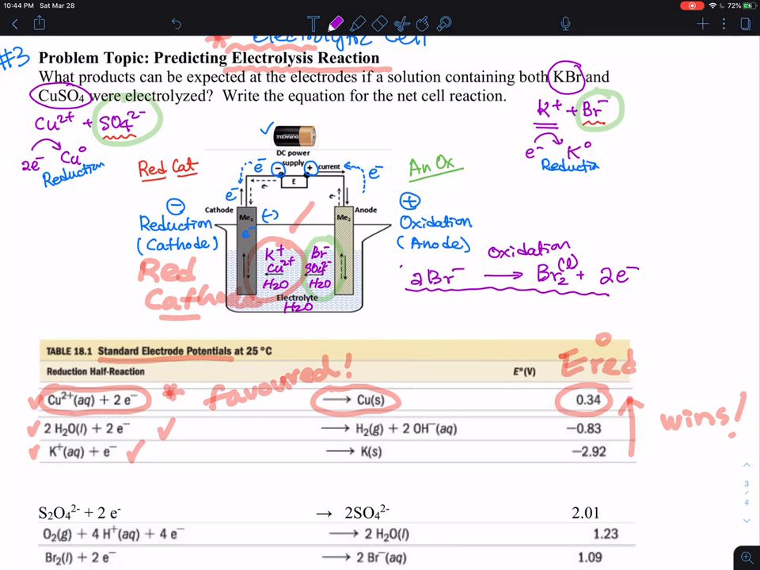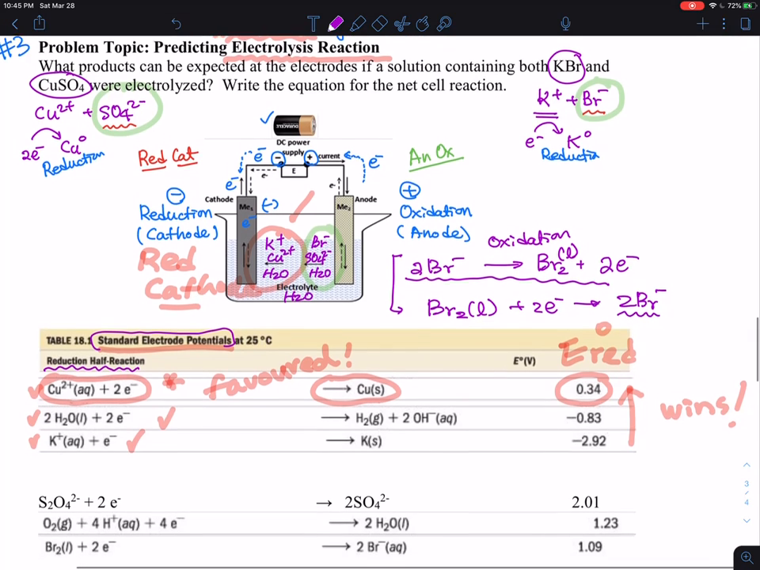However, you do not find this reaction on the table because the standard electrode potential, as you can see, is a reduction half reaction. So always look for something like Br2 liquid is reduced into the form of 2Br minus. And that's what you want to find out.